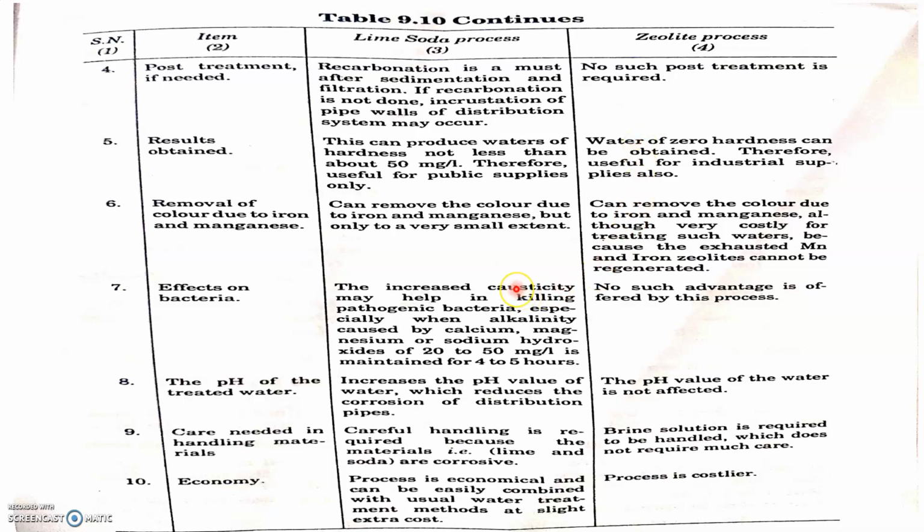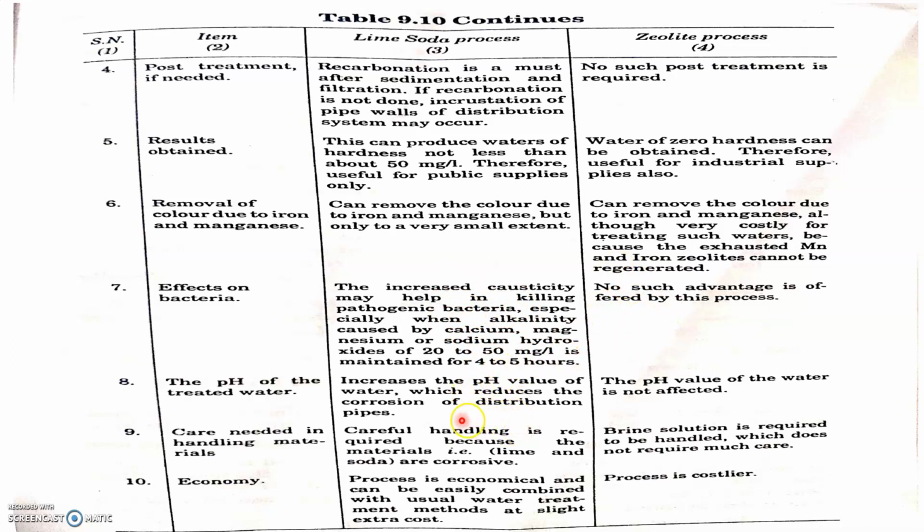Removal of color. Here you can remove the color due to iron and manganese, but only to a small extent, and it is very costly to treat that water here. Bacteria: lime helps in killing the bacteria very effectively, but there is no such advantage in the zeolite process.